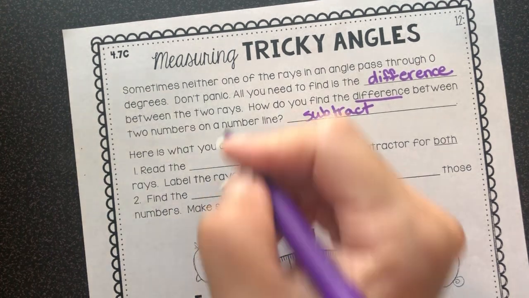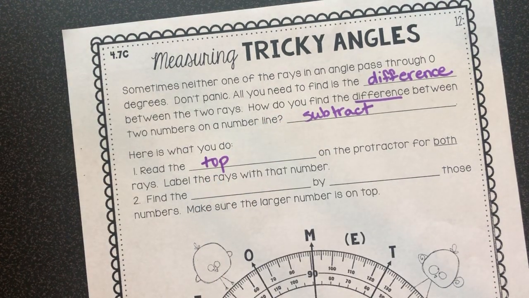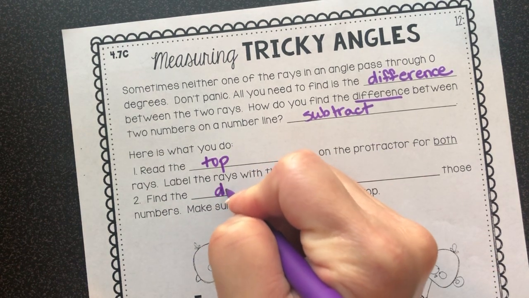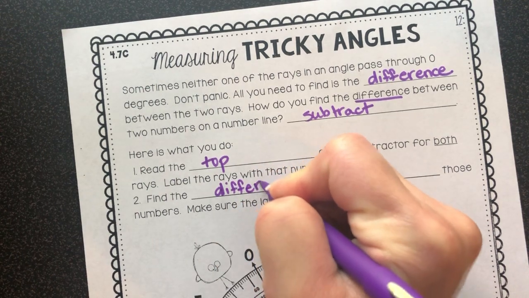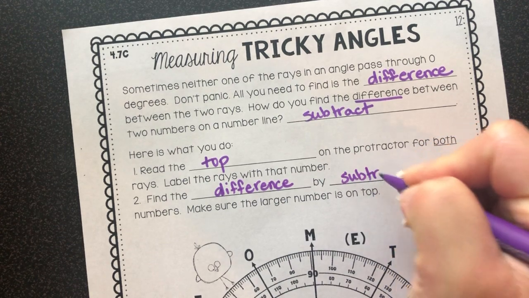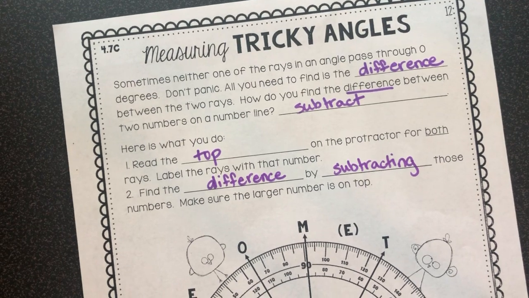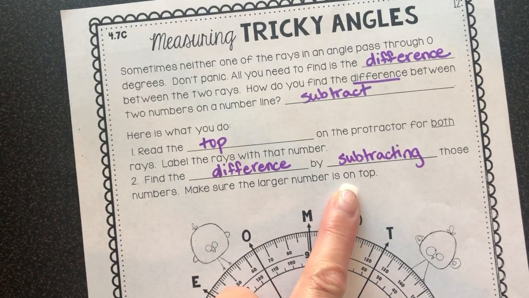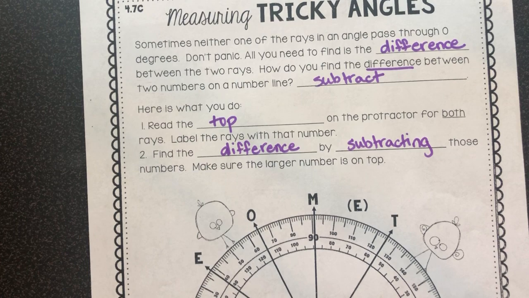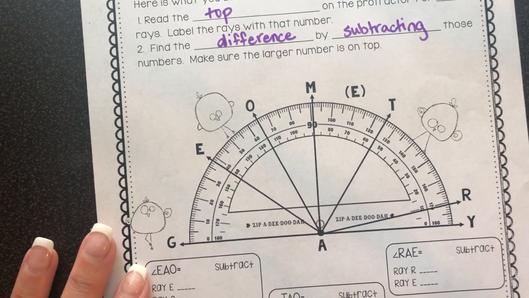Okay, so we're going to stick with the top numbers just to make it easy, or the numbers on the outside. We'll label those, and then we're going to find the difference between those two by subtracting. And of course, whenever we're subtracting, we always have to make sure the larger number is on top. So first we're going to start with angle EAO.